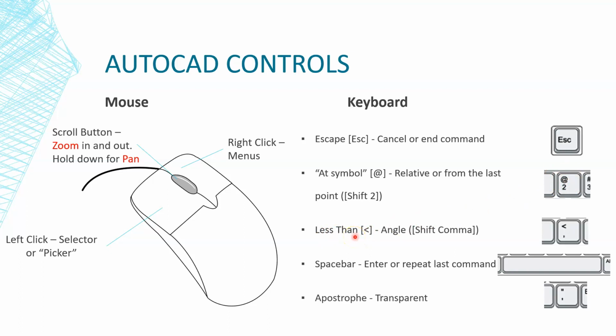So when we start doing things that have angle lines on it, you have to hold down the shift button and then select the comma. Okay, so we're going to actually use both of these. We're going to use the comma, and we're going to have to use the less than symbol or the angle symbol.